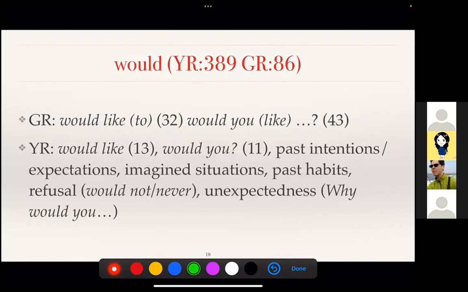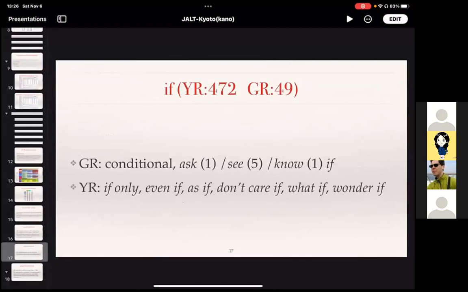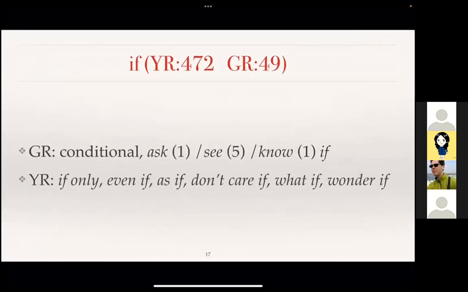And "if" is another one. I skipped the one. "If", where is it? "If" is another one. And it's mainly used as a conditional clause connector in graded readers, but in youth readers there are a lot more other ways they use it: "if only", "even if", "as if", and "don't care if", and others. "I wonder if."